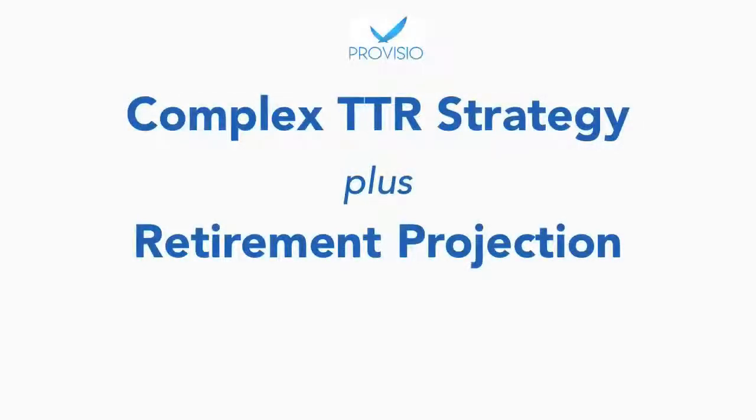Today we'll optimise a client's transition to retirement strategy, get a retirement income projection, and produce a fully detailed statement of advice, all in less than 10 minutes. In our example, the client has some requirements that are non-standard for a TTR strategy, but complex requirements don't have to mean extra work for you. With Provisio, you can optimise any strategy and finish the SoA in minutes. Now we'll show you how.